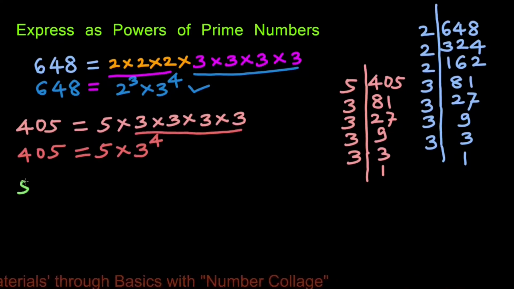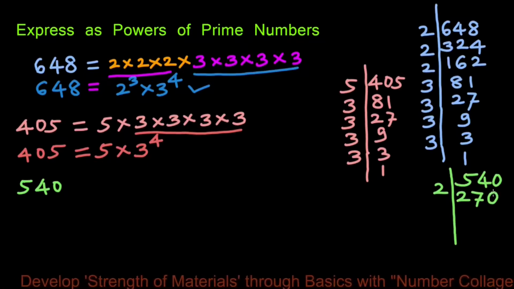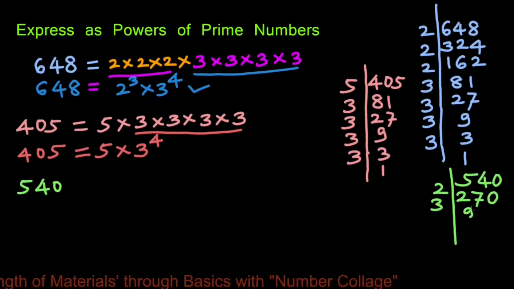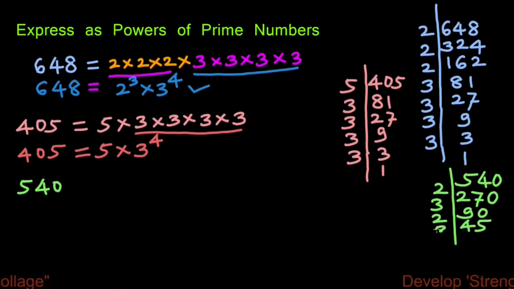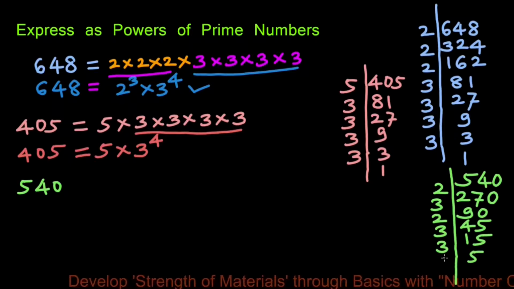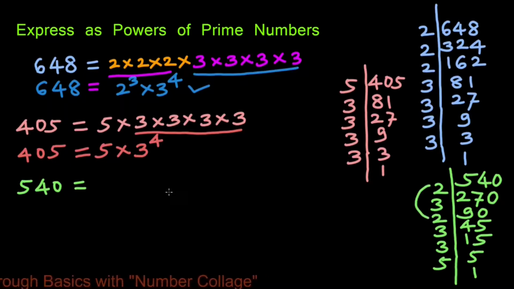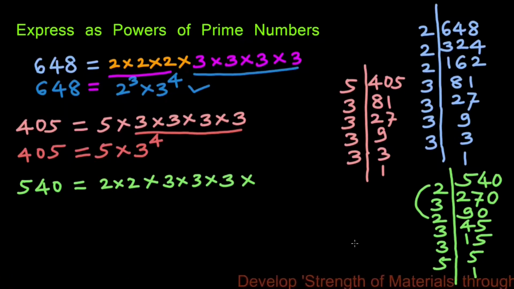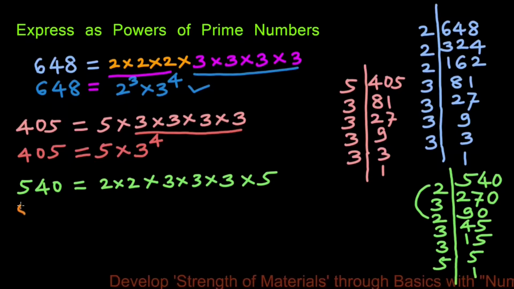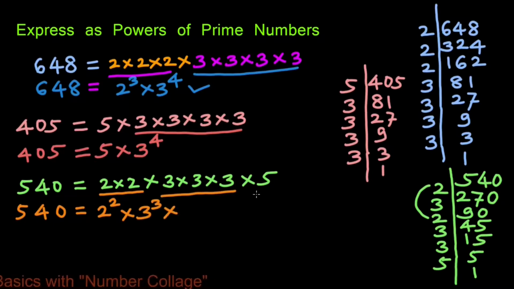Next is 540. Its prime factors will be 2. 2 twos are 4, 2 sevens are 14, 2 zeros are 0. Then 3, 3 nines are 27, 3 zeros are 0. Then 2 fours are 8, 2 fives are 10. Then 3 ones are 3, 3 fives are 15, 3 fives are 15, 5 ones are 5. So this 540 will be equal to 2 multiplied by 2 multiplied by 3 multiplied by 3 multiplied by 3 and 5. So it will be 540 equals 2 squared multiplied by 3 cube multiplied by 5.